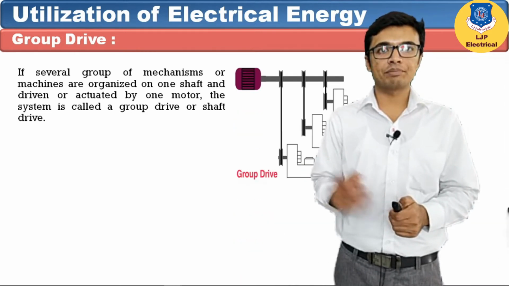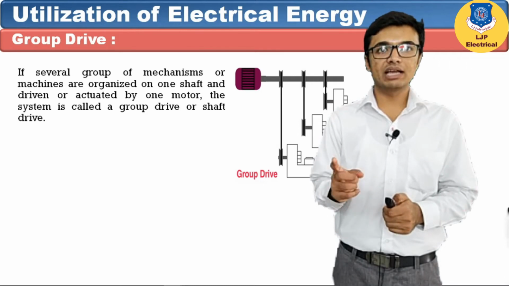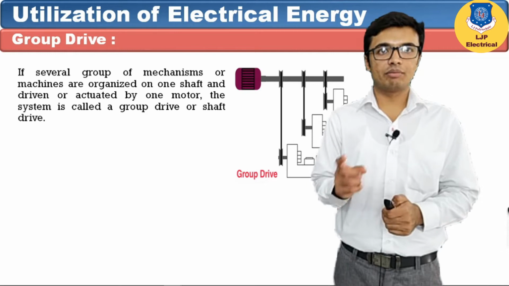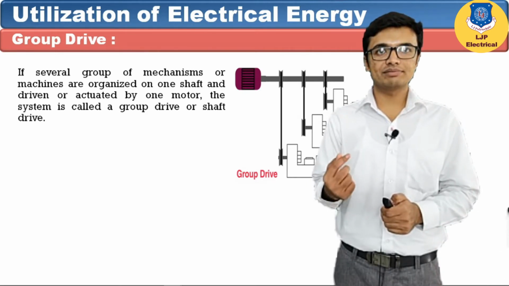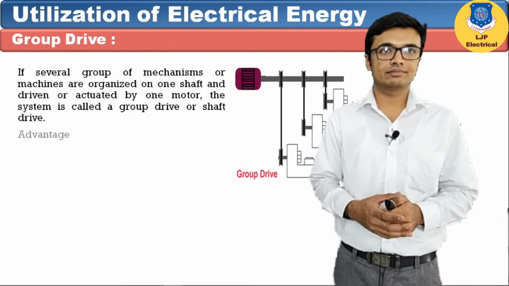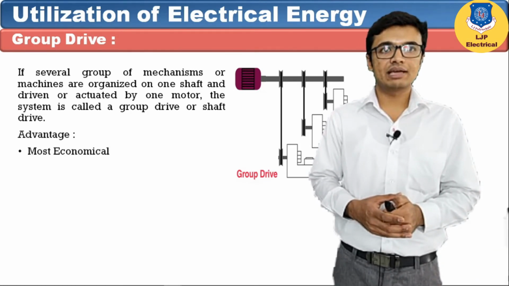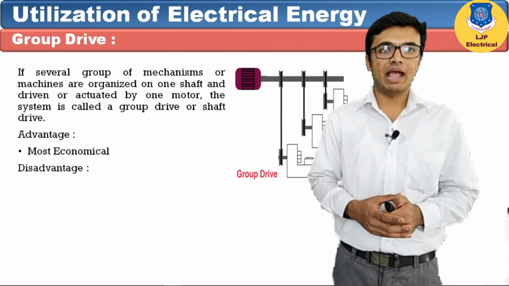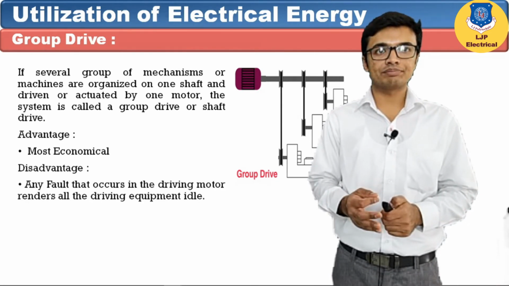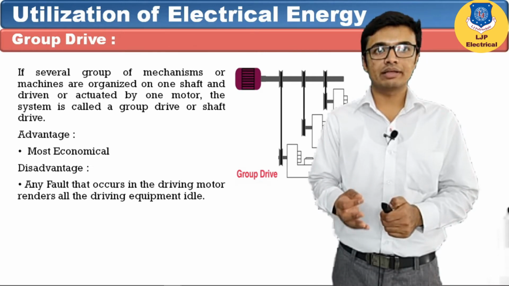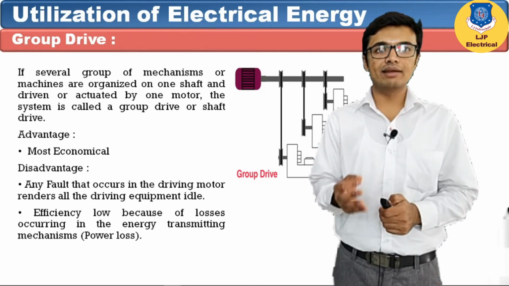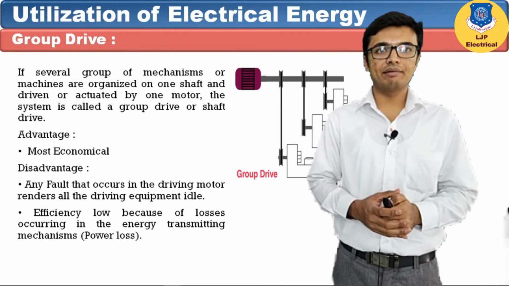This is a diagram of a group drive, in which a single motor drives a single shaft, and various machines are connected using mechanisms like belt drive, gear drive, etc. The advantage of group drives is that they are the most economical. The disadvantage is that any fault in the driving motor renders all the driven components idle, with very low efficiency because of the losses occurring in the energy transmitting mechanism, and more power losses.